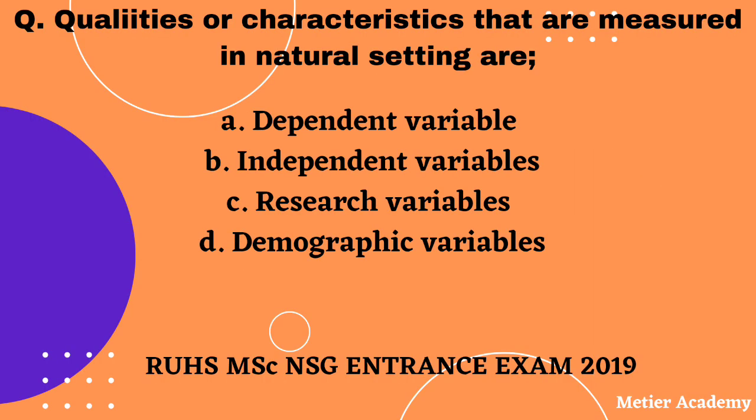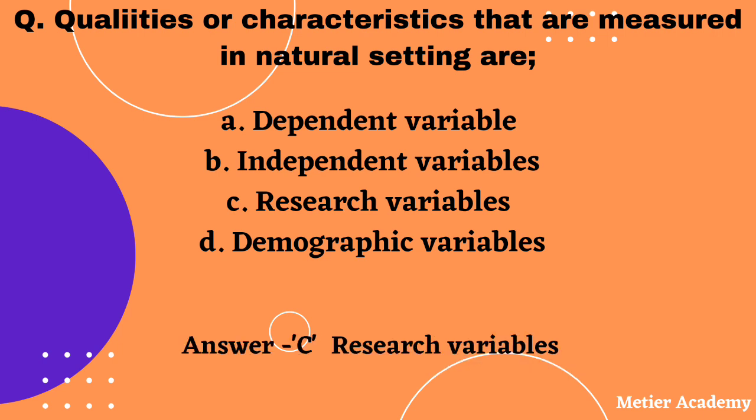The next one is, qualities or characteristics that are measured in natural settings are called as? Given options are dependent variable, independent variable, research variable and demographic variable. And here the correct answer is option C, research variable.